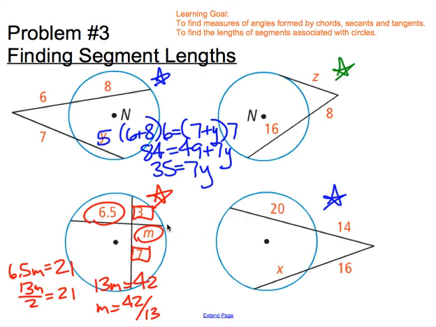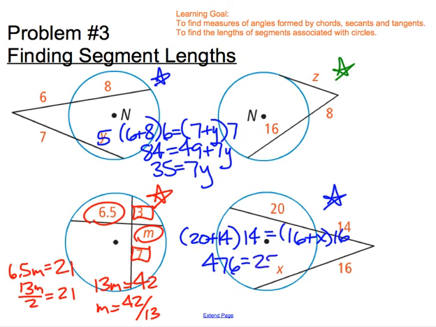Here we have a very similar problem, just with larger numbers. We have 20 plus 14 times the outside 14 is going to equal 16 plus x times the outside 16. On the left-hand side, we get that this is 476, and that's going to equal 256, 16 times 16, plus 16 times x. So, by subtraction, we get 220 equals 16 times x, and x here is going to equal about 13.75.